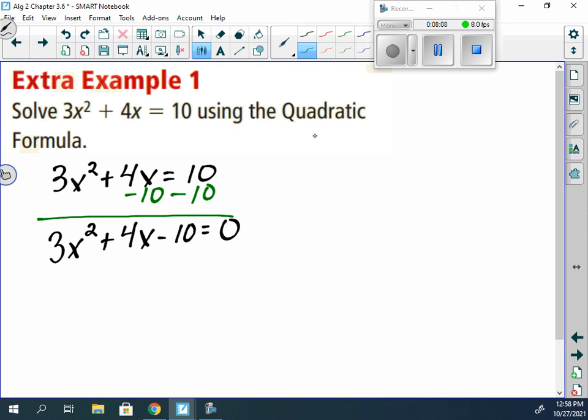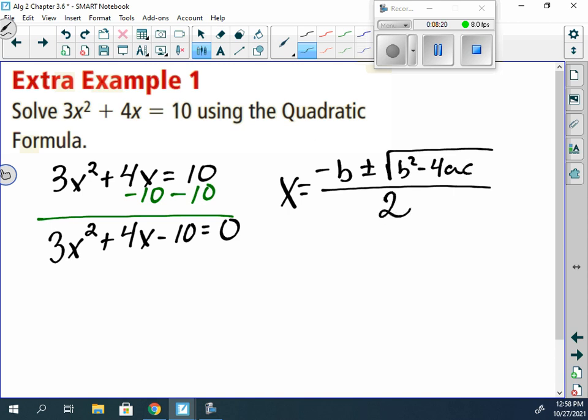Okay. Any questions on this so far? Well, x is equal to negative b plus or minus the square root of b squared minus 4ac all over 2a. So let's just start plugging our information in. So the first thing we have is negative b. Well, what's the value of b?